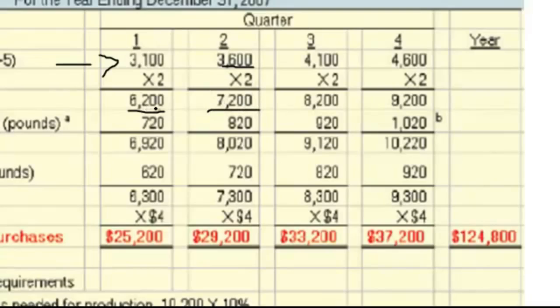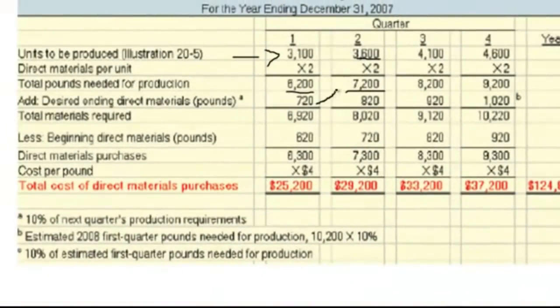So go back to the first quarter. So this is what we need to meet production. Plus, we need 10% of next quarter's requirements. So in total, we need 6,920. But we already have 10% from last year of what our estimated requirements would be this year. So we subtract the 620, and the total amount we need to purchase in the first quarter is 6,300 units. Then you multiply by the dollars, and you get 25,200.